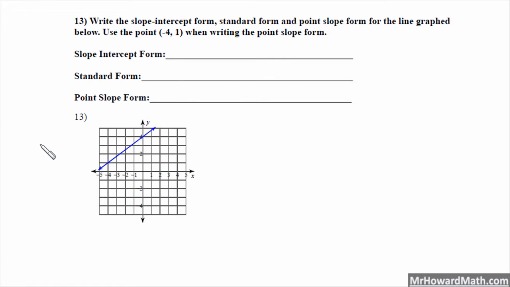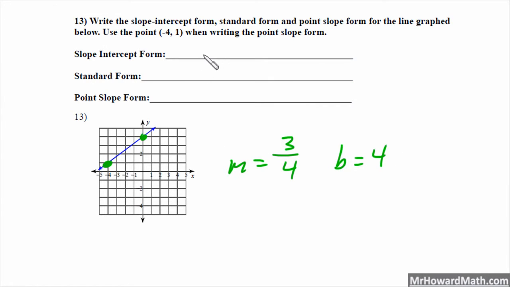Alright, problem 13 on your review. Write the slope-intercept form, standard form, and point slope form of the line graph below. Use the point negative 4, 1 when graphing the point slope form. Okay, so we have the point negative 4, 1, and then we have a y-intercept of 4. So what I'm going to do is write it in slope-intercept first. So I know that the y-intercept is a positive 4 here, and I can count my slope. It's up 1, 2, 3 over 1, 2, 3, 4. So the slope is 3/4 up 3 over 4, and my y-intercept, b, is 4.